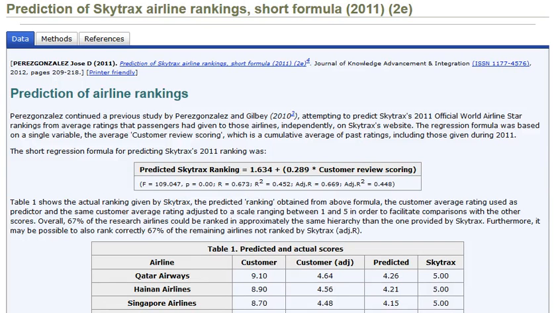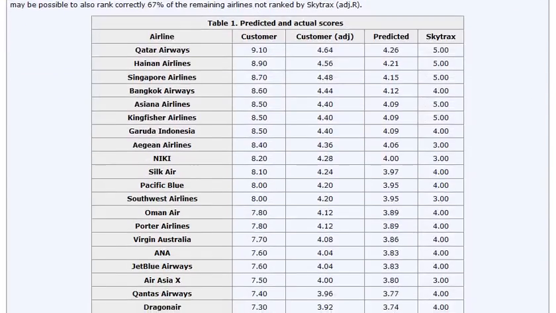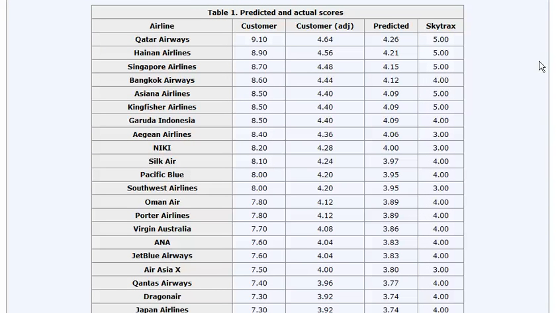Now, table 1 here presents the results for 2011. So here we have the customer review scoring, which is on a scale from 0 to 10. The predicted scores, which are on a scale from 1 to 5, and the Skytrax official scoring or official ranking, which is also on a scale from 1 to 5.